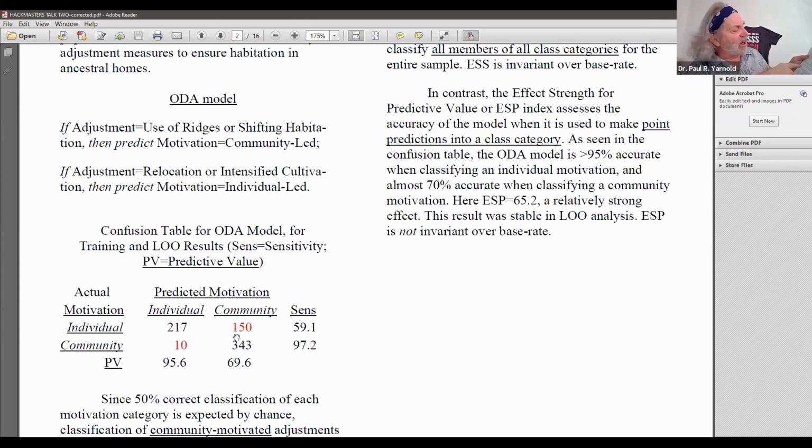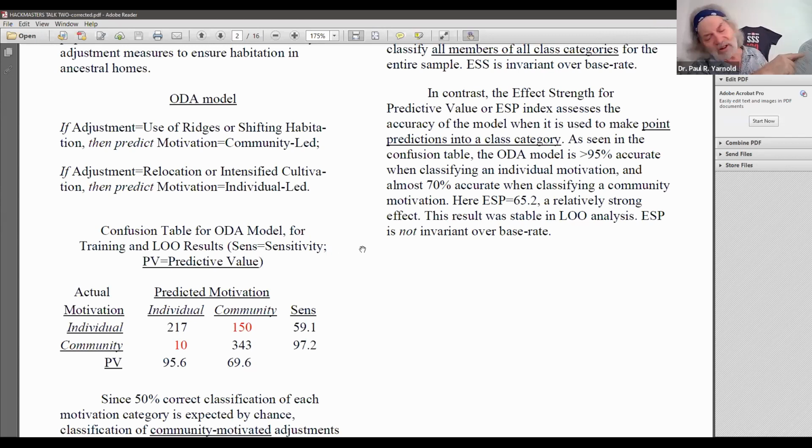On the other hand, if adjustment is relocation or intensified cultivation, then predict motivation equals individual led. So you can see under the individual led, it gets 172 and 45 correct in black, and it misses only 10 and 0. So just looking at how the model performs, it looks like it does a lot better at the bottom two things than the top two things.